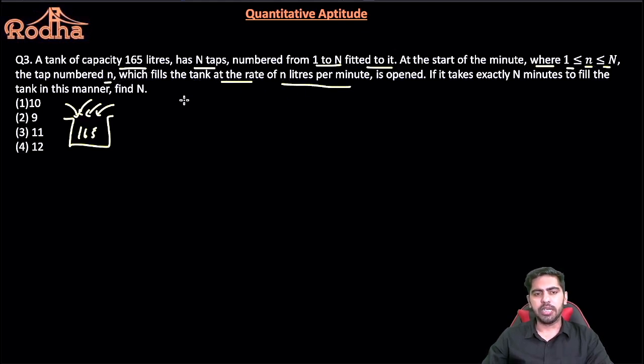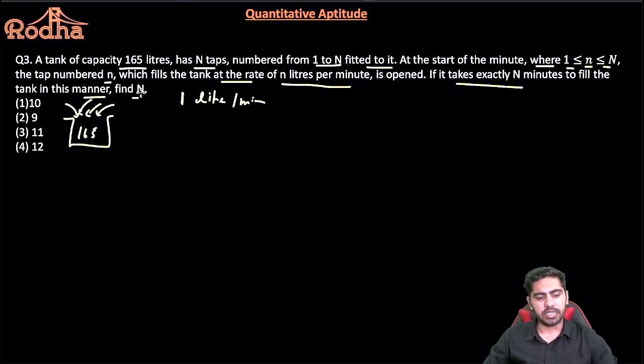Okay, so let's say a single pipe, if there's only one pipe, can fill at the rate of 1 liter per minute. And the capacity of the tank is 165 liters, right? If it takes exactly n minutes to fill the tank in this manner, find n.